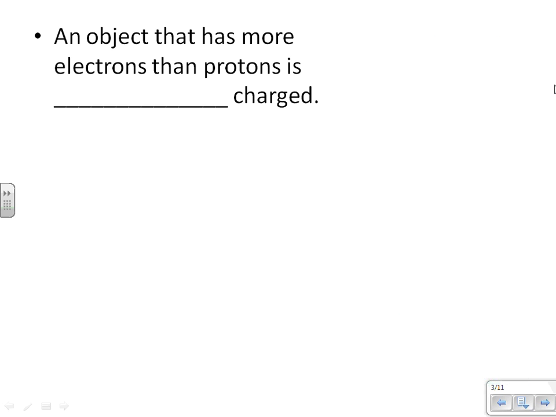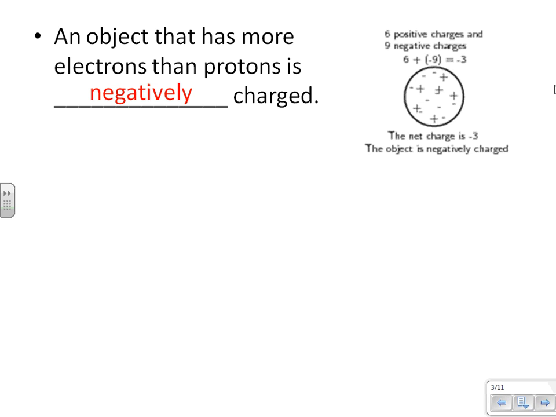So an object that has more electrons than protons is negatively charged. If we check out this example here, here is an object. If you count all the positives, the pluses, there are 6 of them. If you count all the negatives, the little minuses, there are 9 of them. So when we add them up, 6 plus -9, we get -3. So the net charge on this is -3, and it's negatively charged. It has more electrons than protons, or more negative charges than positive charges.